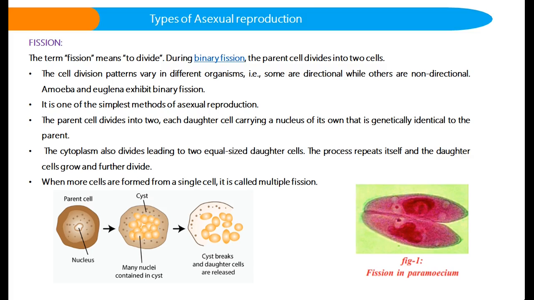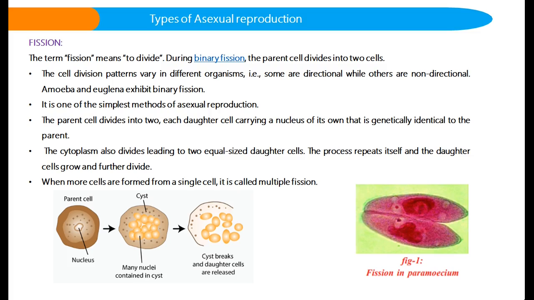The process repeats itself and the daughter cells grow and further divide. Here one parent cell divides into two, and the nucleus, cytoplasm and cell organelles are equally divided and distributed to both the daughter cells, and these daughter cells grow and further start dividing. That is about binary fission.